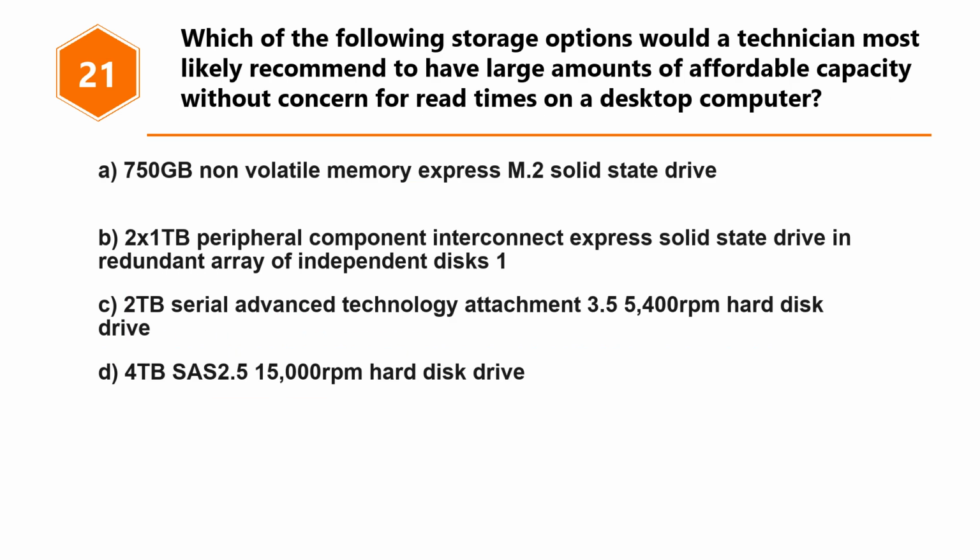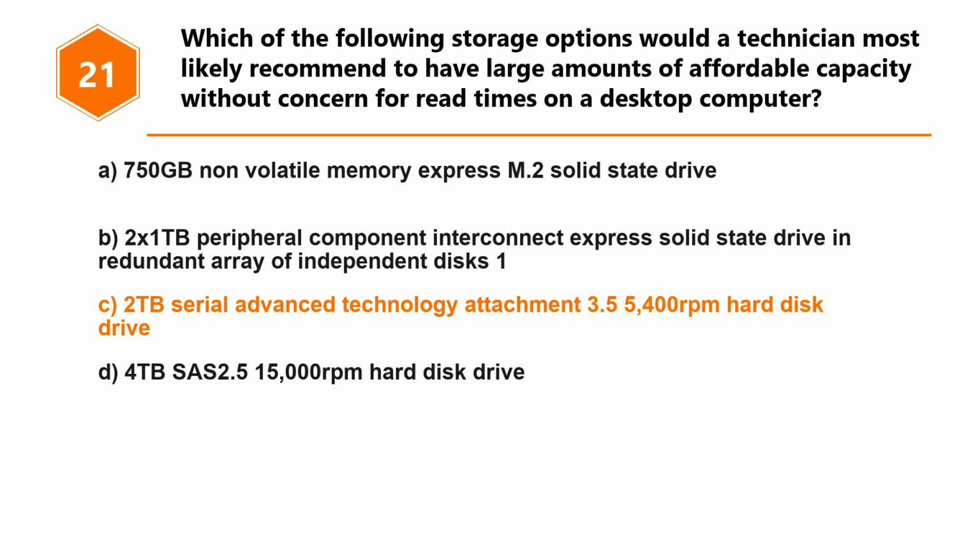Question 21. Which of the following storage options would a technician most likely recommend to have large amounts of affordable capacity without concern for read times on a desktop computer? Option A, 750 GB non-volatile memory express M.2 solid-state drive. Option B, 2x1 TB peripheral component interconnect express solid-state drive and redundant array of independent disks 1. Option C, 2 TB serial advanced technology attachment 3.5, 5,400 RPM hard disk drive. Option D, 4 TB SAS 2.5, 15,000 RPM hard disk drive.